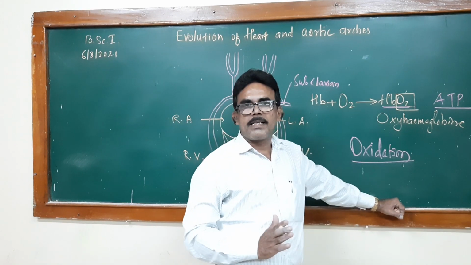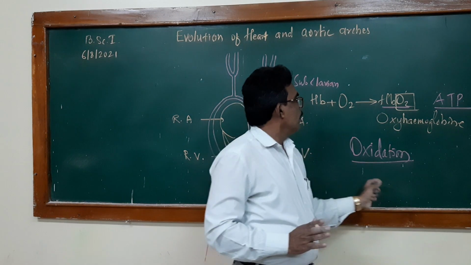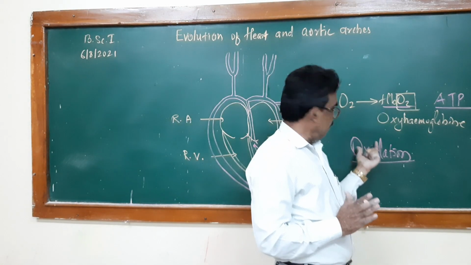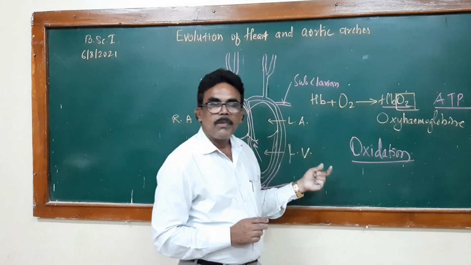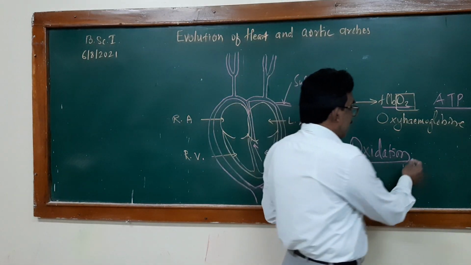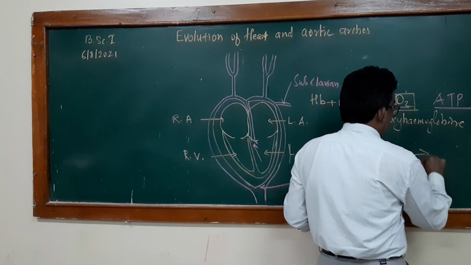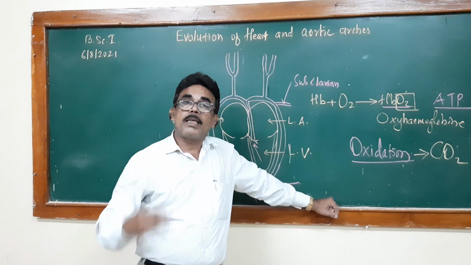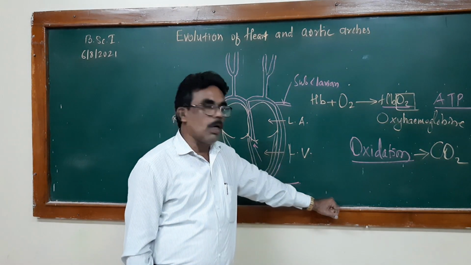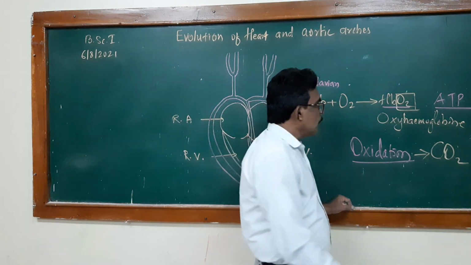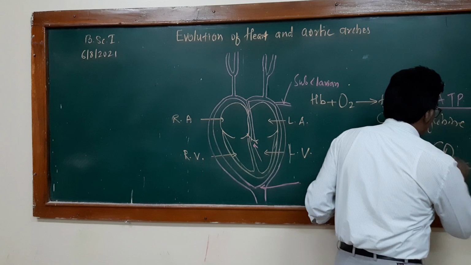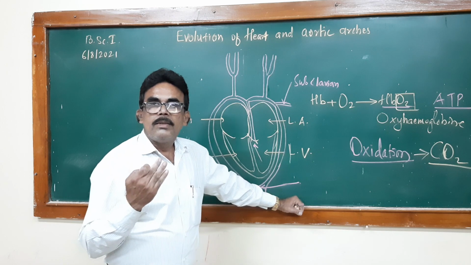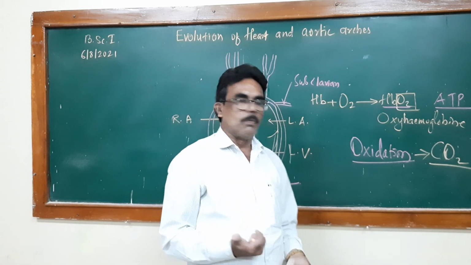And for this purpose, oxygen will be supplied to each and every cell. Then after oxidation, there will be formation of an end product, that is CO2. CO2 formation will be there after combustion, or after oxidation of the food bolus, with the help of O2. And with this carbon dioxide formation, there will be full of carbon dioxide, CO2.